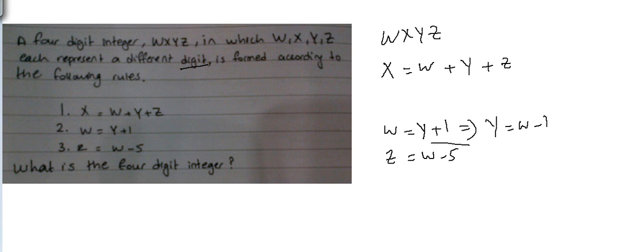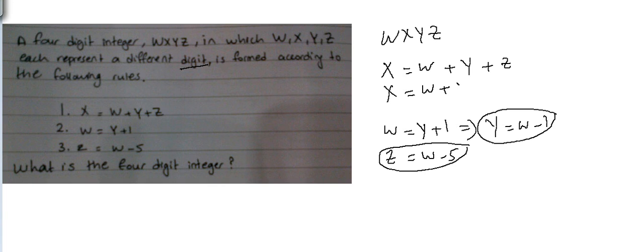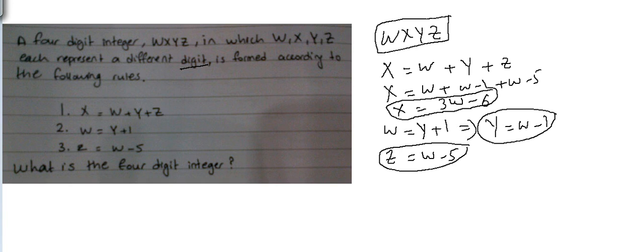So I'm trying to find z in terms of w, and y in terms of w, in order to find also x in terms of w. All of them will be in terms of w. W stays as w, y is equal to w minus 1, and z is given as w minus 5. So what is x? x is 3w minus 6. That's nice. What is the 4-digit integer? I need to find this 4-digit integer.